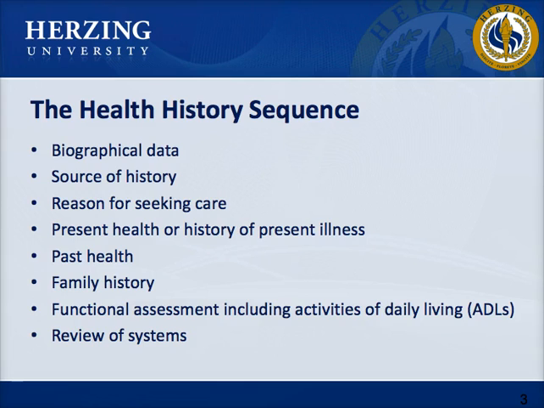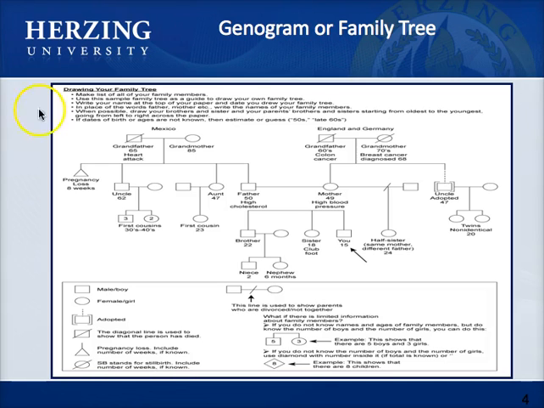You should do a review of systems, which on the slide after the genogram, you will see the review of systems. So here is the genogram, our family tree, and you would create this so that you would have a concise and clear tool that can provide information as far as family history.